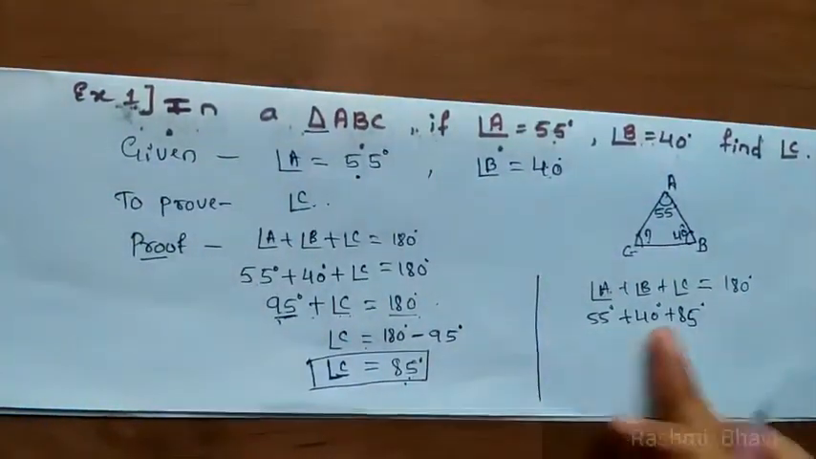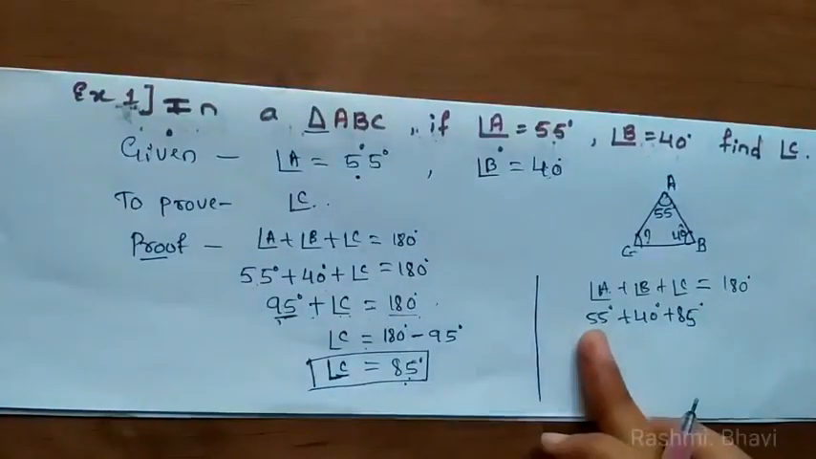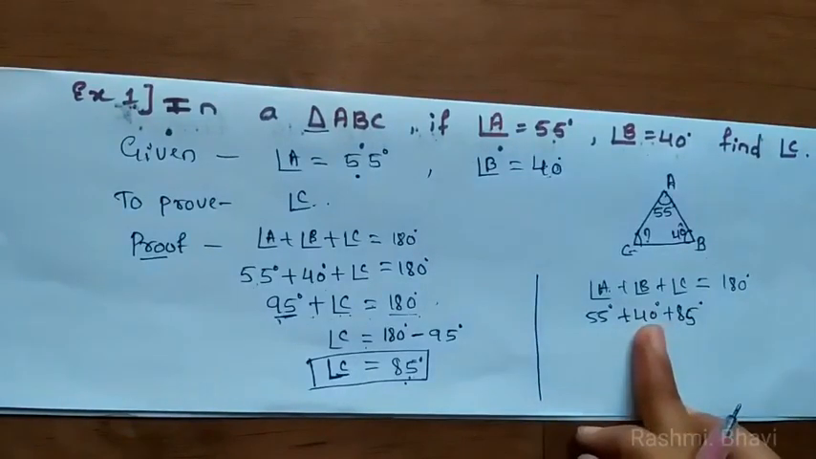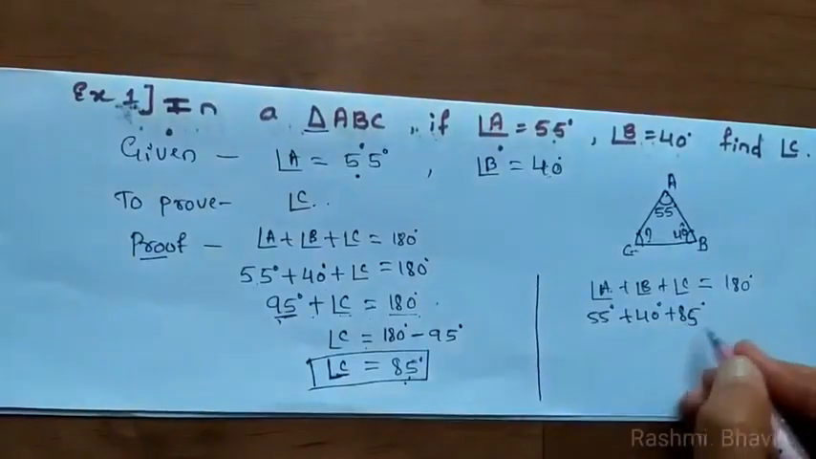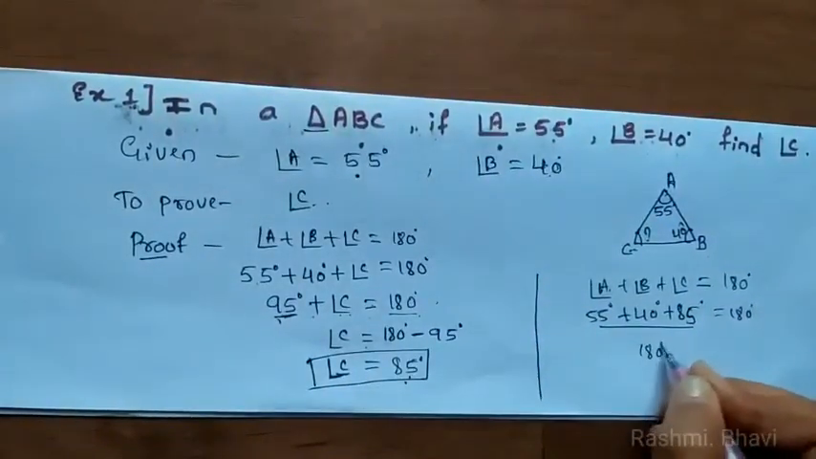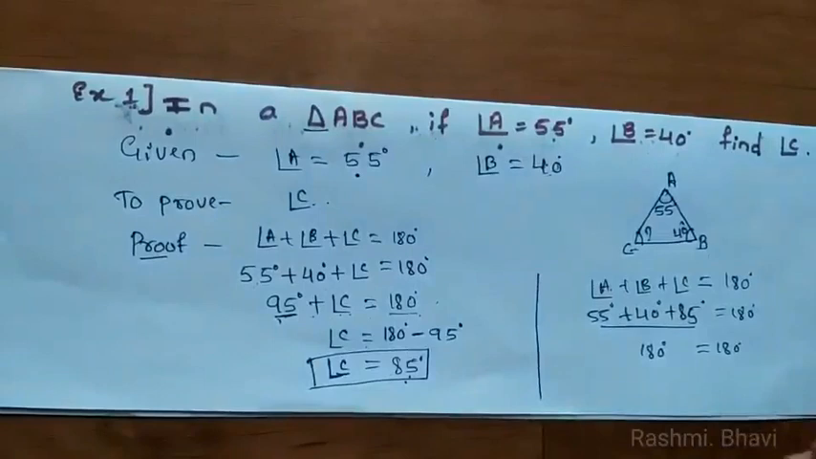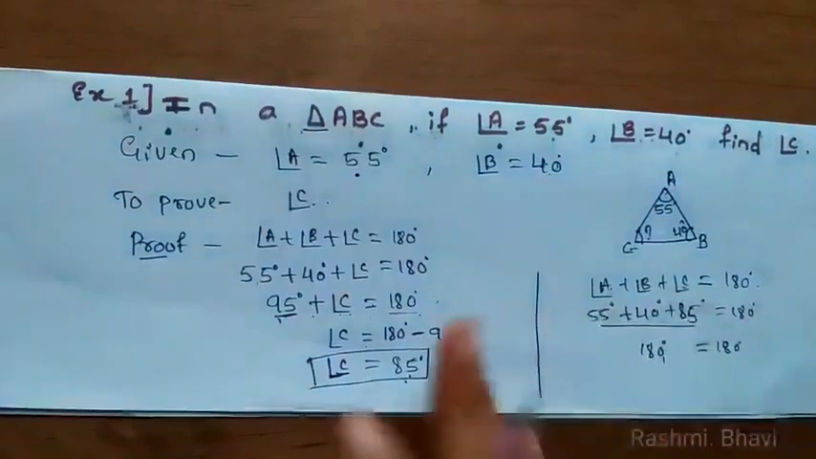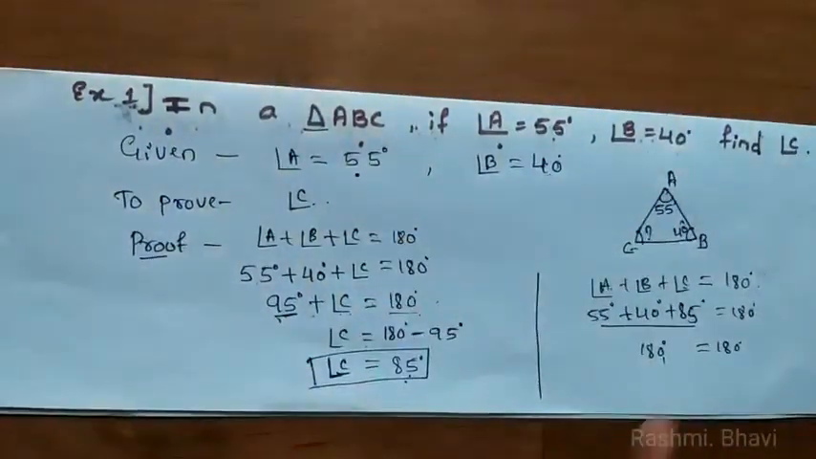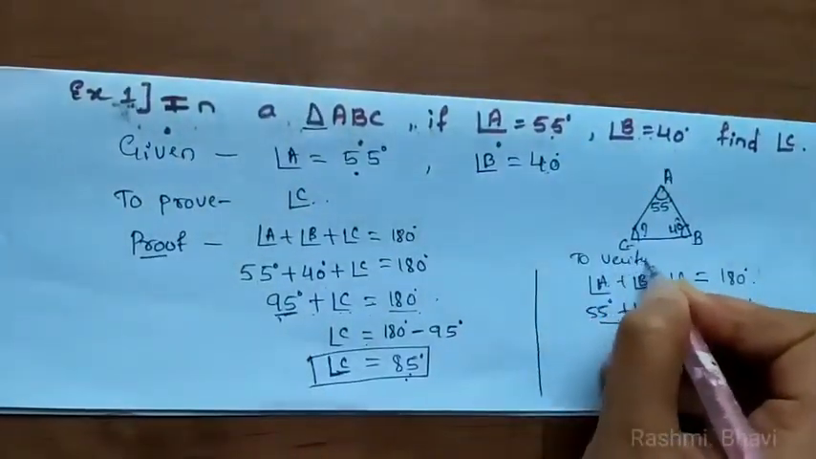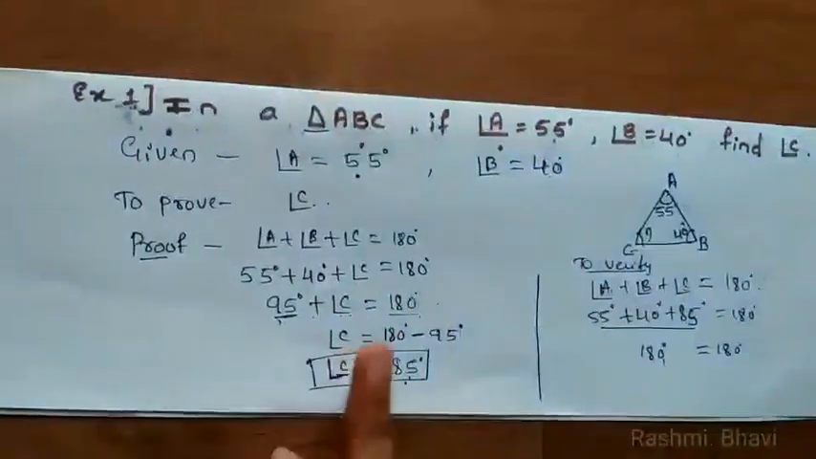So when we add all these numbers, 55 degree plus 40 degree is 95 degree. 95 plus 85 degree is equal to how much we get here? 180 degree. The sum of these three numbers is equal to how much we get here? 180 degree is equal to 180 degree. So the LHS part is equal to the RHS part. This means the answer is correct. This is the cross verify. How to verify? To verify the answer. This is the cross verification for this question.